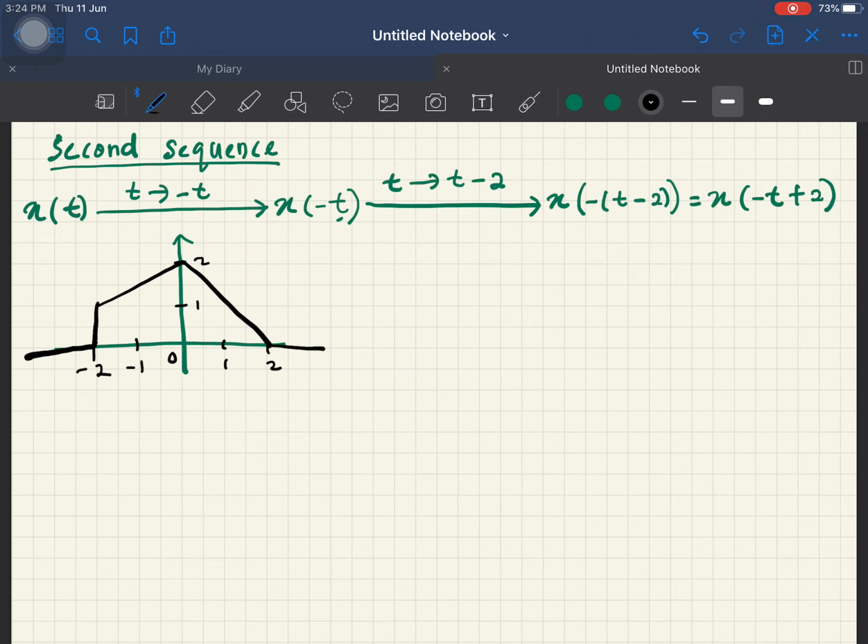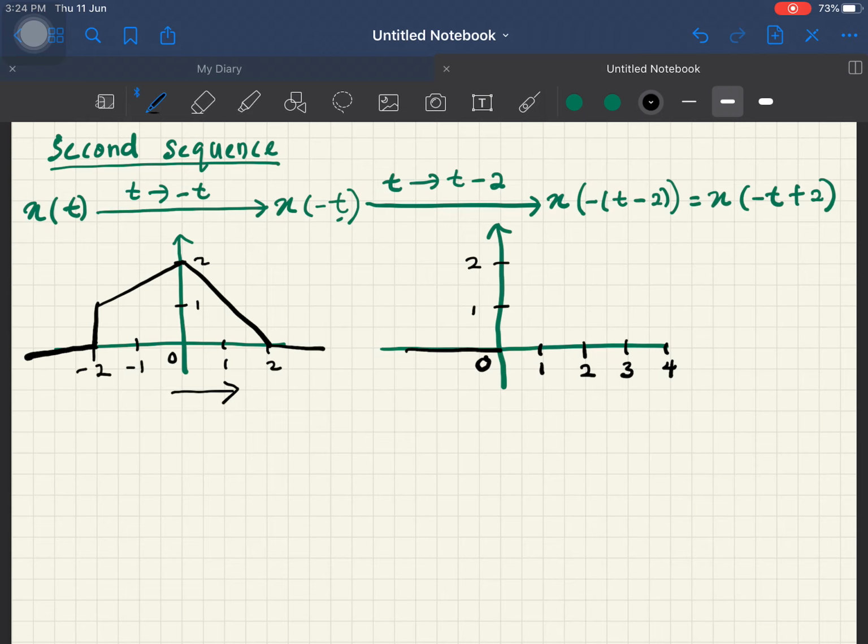Right, this is after the first transformation. So now you do the second transformation, which is shifting the whole thing to the right by 2 seconds. If you do that, you will get here 0, 1, 2, 3, 4. Here is 1 and 2. So everything you shift to the right by 2 seconds.